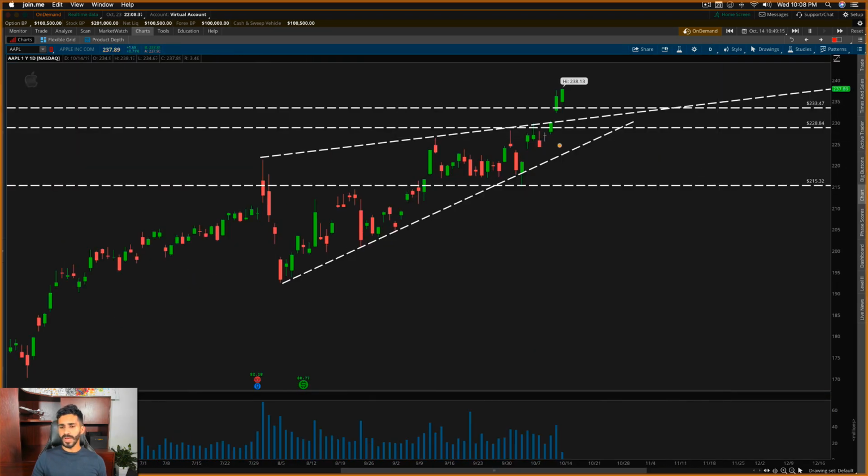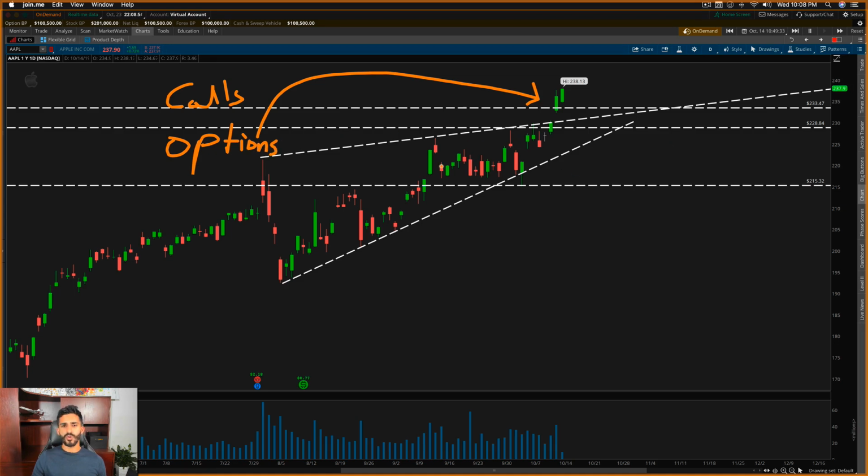Now, some people might be questioning, well, how do I possibly make money buying a $233 stock? This is where you buy calls. This is where you trade options, if you're looking to trade options. If you're not looking to trade options, it's fine, but this is where you look to trade options.